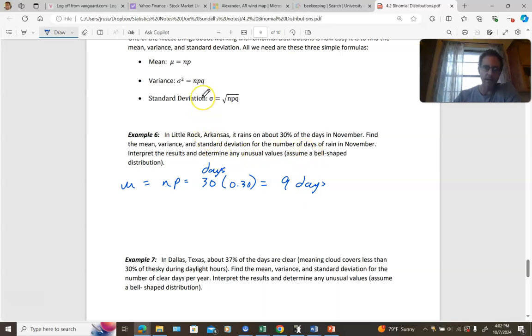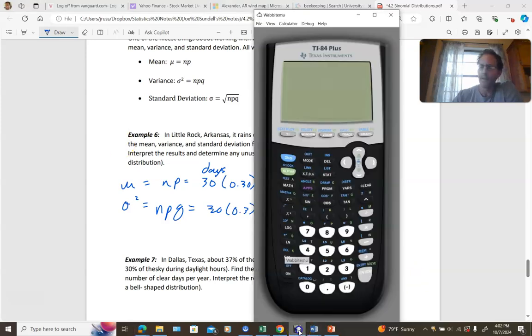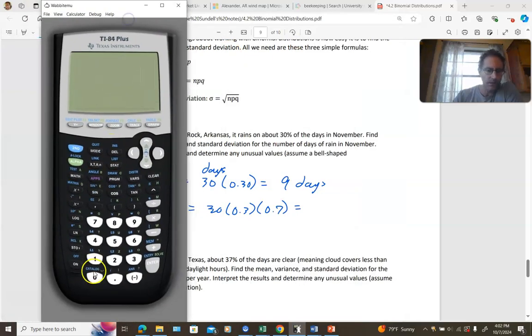All right, and then to find the variance, this is just going to be n times p times q, which would be 30 days times 30% times 70%. And what would this be? I want to say that it's 0.63. Let's see.